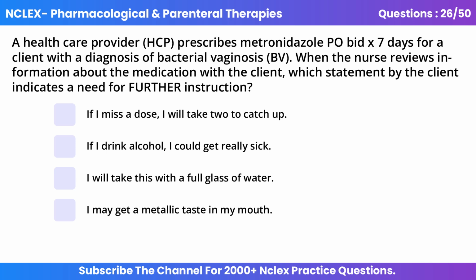Question 26. A healthcare provider, HCP, prescribes metronidazole PO BID for 7 days for a client with a diagnosis of bacterial vaginosis, BV. When the nurse reviews information about the medication with the client, which statement by the client indicates a need for further instruction? A. If I miss a dose, I will take 2 to catch up.